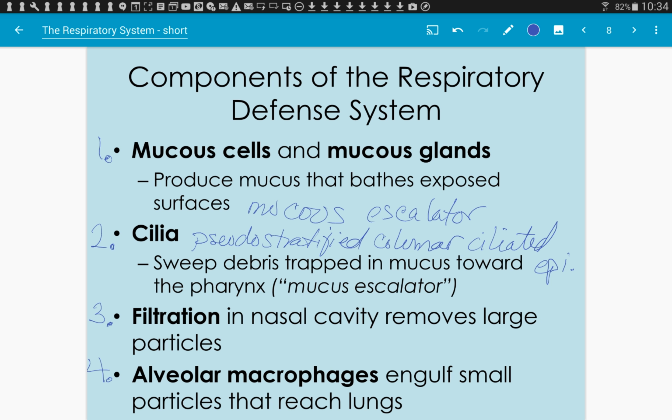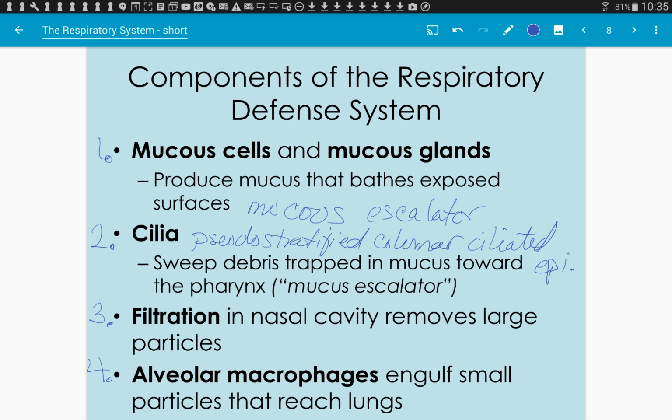Then the fourth component of the defense system of the respiratory system is what we would call alveolar macrophages. So we did talk about macrophages before. In the immune system, we know that those squeeze out of the capillaries via diapedesis and travel around the tissues and engulf things that don't belong or break down old cells. But we have a special type of macrophage that lives in the respiratory system. They stay in there, so these are very special macrophages.